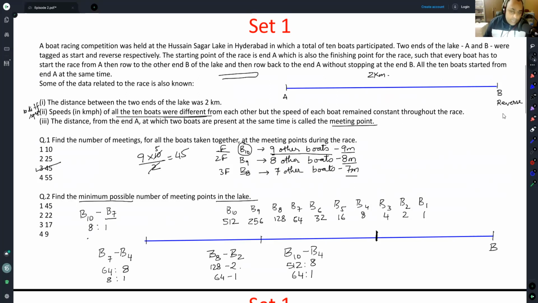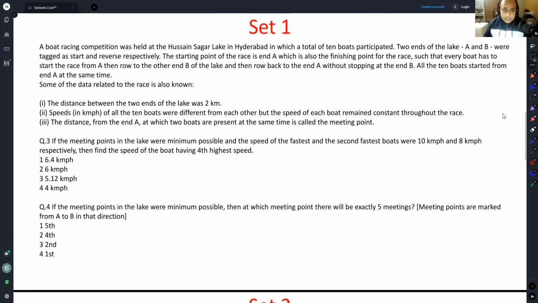Basically, the 10 meeting points that we had generated for the fastest boat, those are the same meeting points that all other boats will also meet at. So what will be the minimum possible number of meeting points in the lake? The answer has to be option 4, 9. We don't need to have any more distinct meeting points. Okay, moving on. Next question.